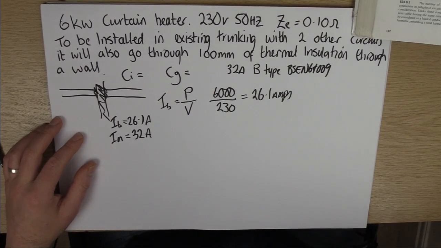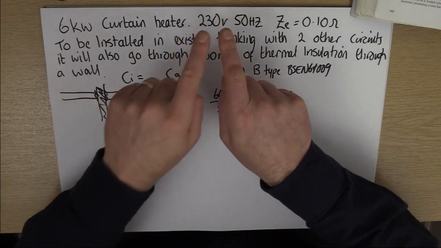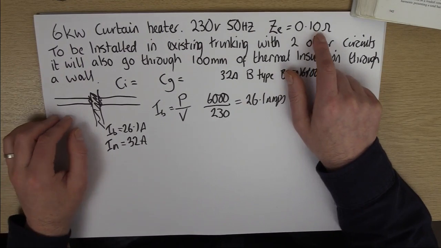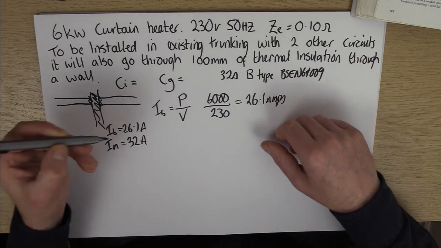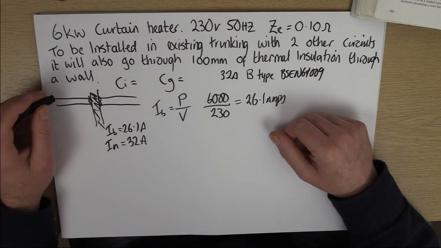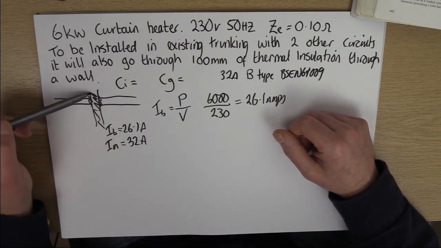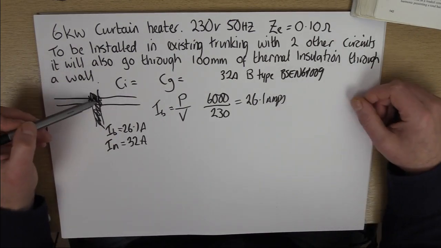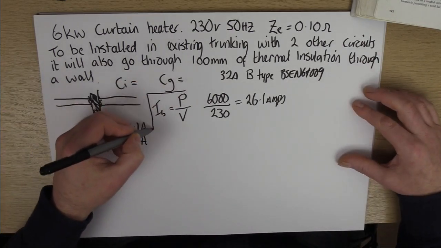Okay, so resistive load now then, and this is what we've got. We've got a 6 kilowatt curtain heater, 230 volts, 50 hertz, single phase supply, and the Ze is 0.10. And then that's going to be installed in existing trunking with 2 other circuits, and it will also go through 100mm thermal insulation through a wall. So we've got the trunking coming along the wall through a wall that's got this insulation in, pops out the other side. Obviously observe your fire barriers, but let's start with our design current.